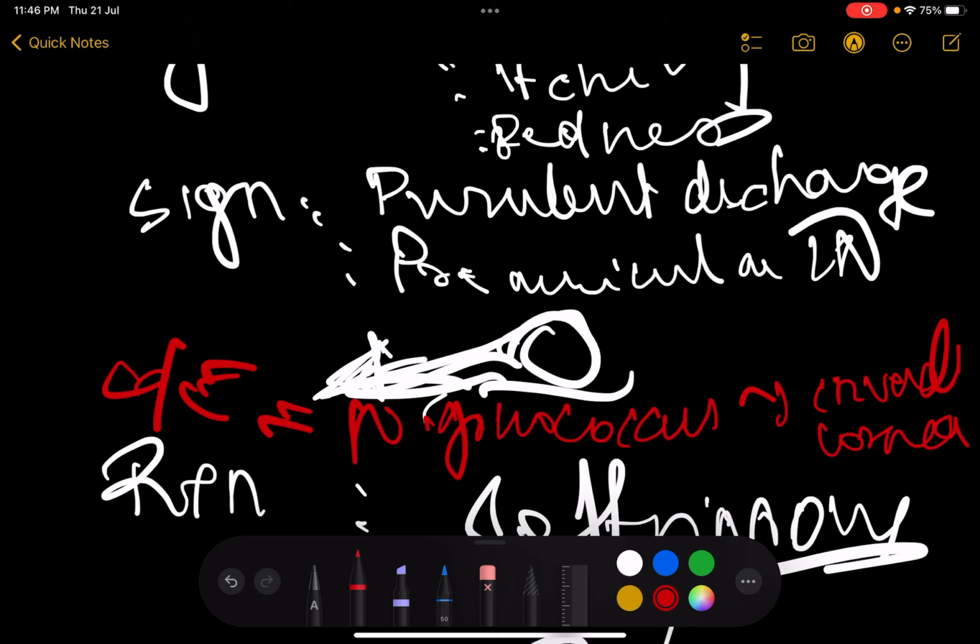So basically, the cornea has a lot of layers. It has an epithelial layer, it has a Bowman's layer, it has a stroma, it has a Descemet's membrane, stuff like that, and again the endothelium. So it directly invades the cornea. It does not need a break in the epithelium. It can directly invade the cornea, and then it can lead into the Bowman's membrane.